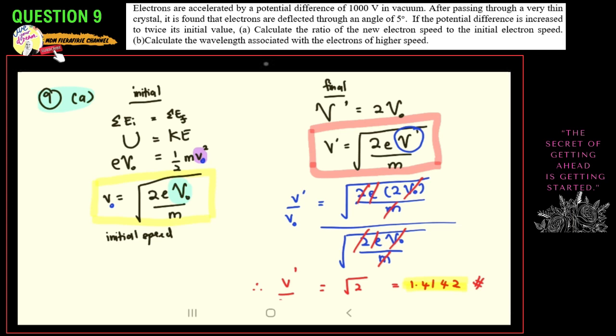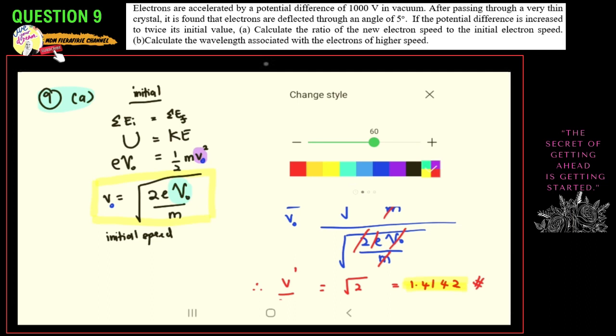If the potential difference is increased to twice its initial value, maknanya mula-mula kita buat 1000 volt, kita tengok speed dia berapa. And then kita increasekan dia punya potential difference which is 2 kali ganda, twice its initial value, 2000 lah. So question nak kita calculate the ratio of the new electron speed to the initial electron speed.